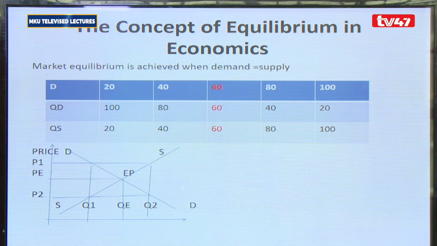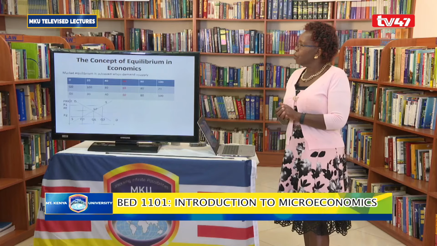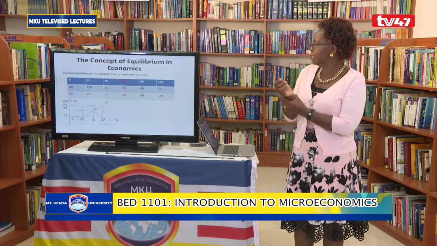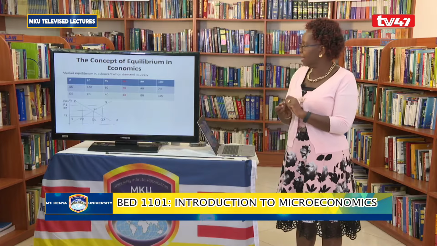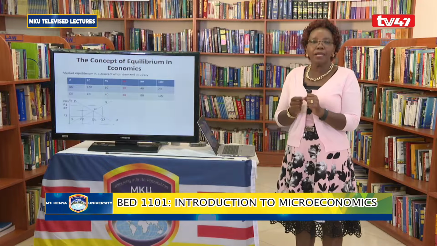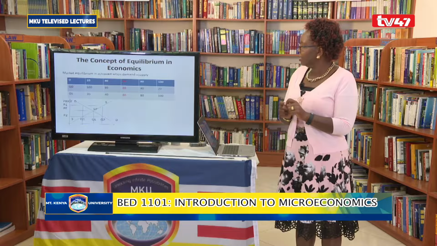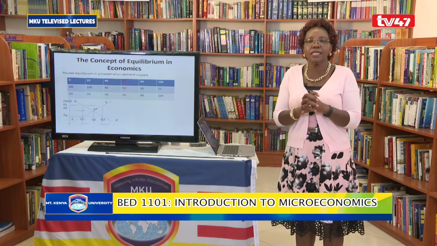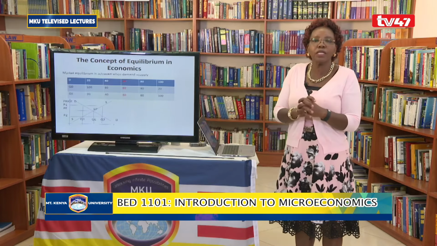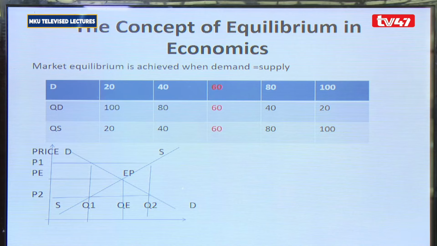I want us to look at the concept of equilibrium in the market. Normally, when we talk about equilibrium, it means something that is equal. Here, we are talking about demand and supply. When demand is equal to supply, then we say that the market is at a state of equilibrium. It means that all that is demanded by the consumer is what is supplied by the supplier. At that state of equilibrium, there is no shortage, neither excess supply.